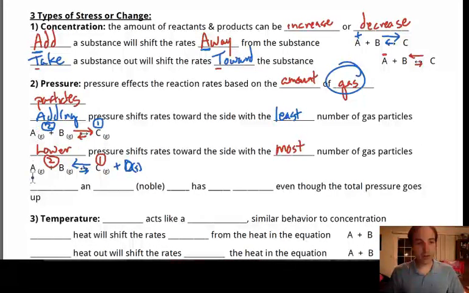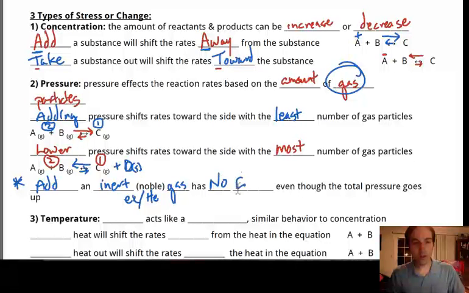Okay, there's another little extra thing, and that is when we're dealing with pressure, kind of put a little star here if you want. This is an extra idea. If you add an inert, or what we call noble gas, something like, for example, helium, or neon, if you add an inert gas, it will have no effect.